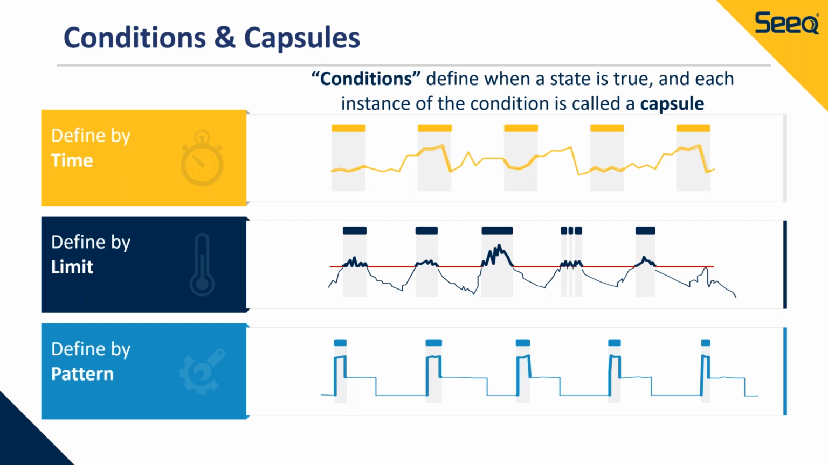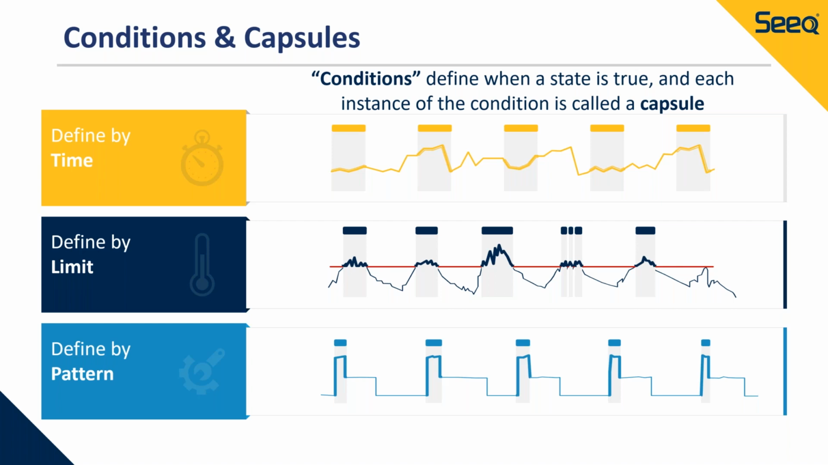There are several different methods that you can use to identify, define and create these conditions, a few of which are listed on the screen. Looking at that top example, we can see that we can define a condition based on time. Maybe we want to perform analytics on a time period like every Monday. Each yellow bar that you see along the top of that trend corresponds with operation on a Monday in this example. So in Seek, there would be a condition called Mondays, and each occurrence of Monday is represented as a capsule.